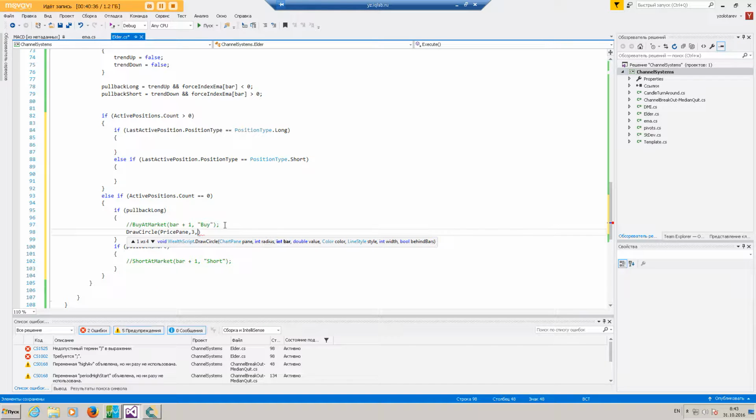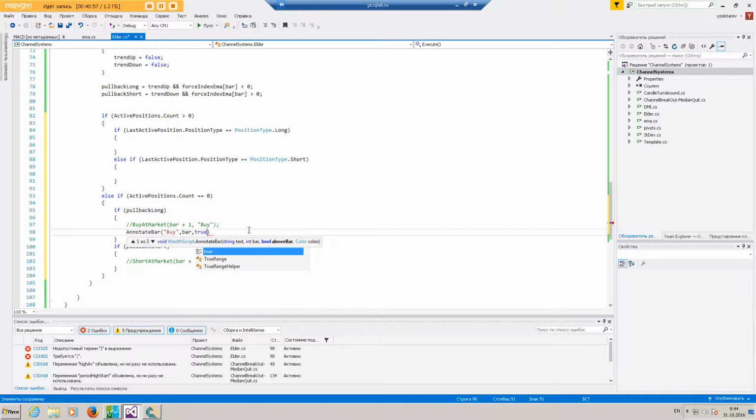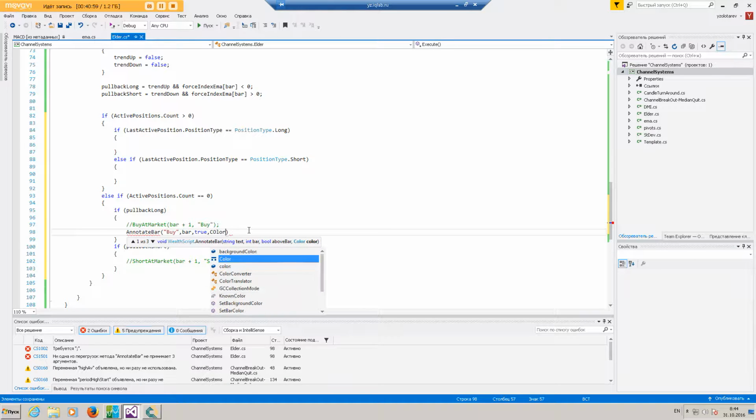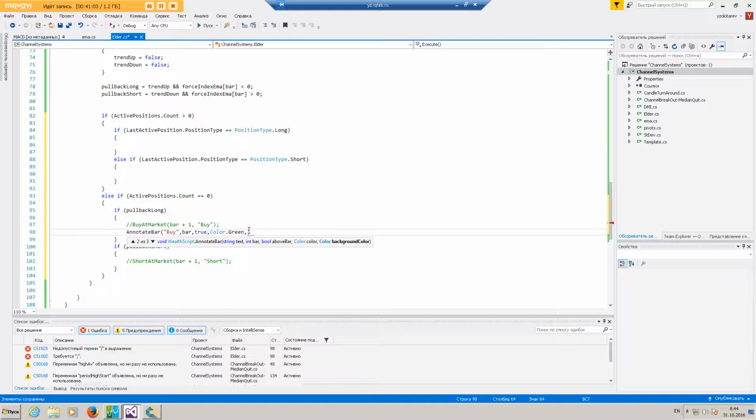So price pane, radius 3 bar, double values, bars, close. Let's just annotate, not draw a circle. Let's annotate bar. So this is going to be buy, bar, true. Color text is going to be green, and background is going to be black.